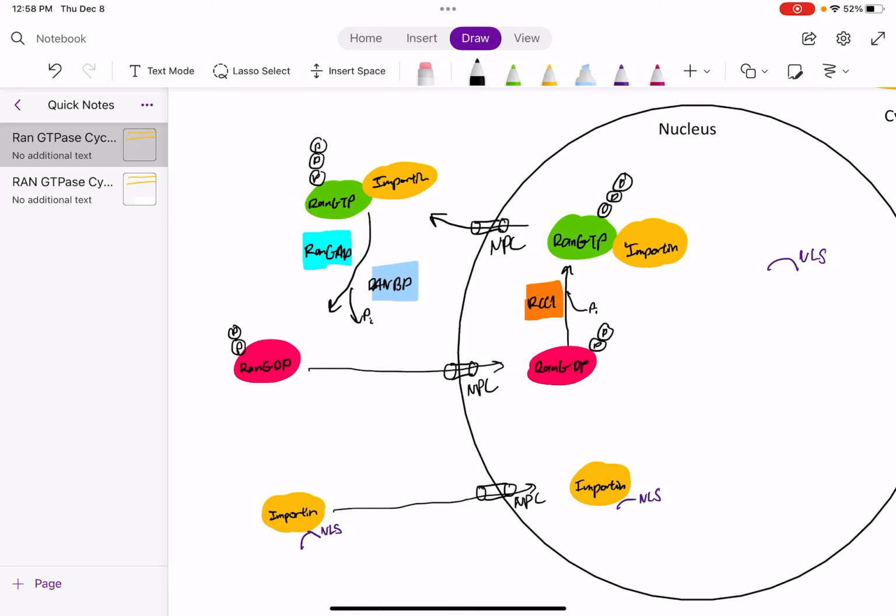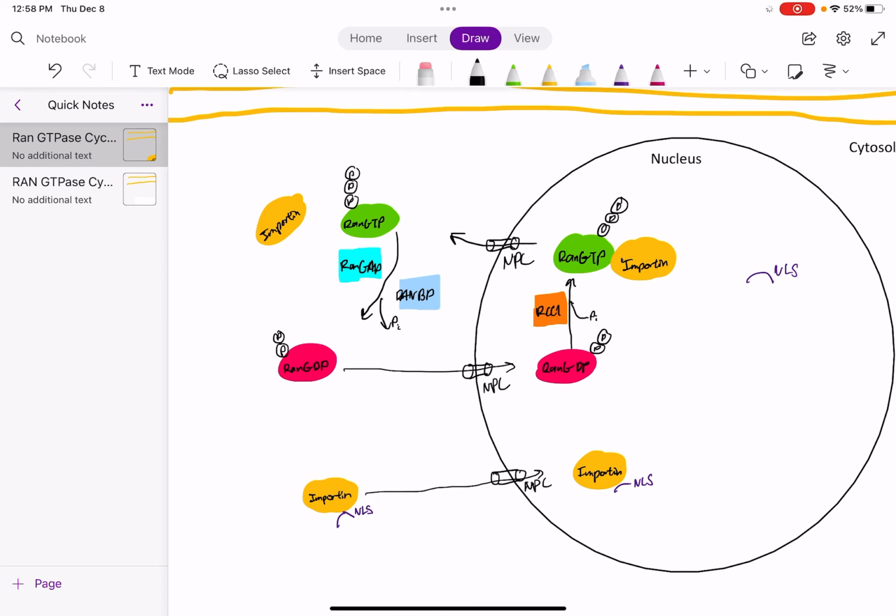By doing so, it also changes the conformation, and importin is now no longer binding to it. Importin comes off, and it can repeat this cycle, bringing more proteins into the nucleus.